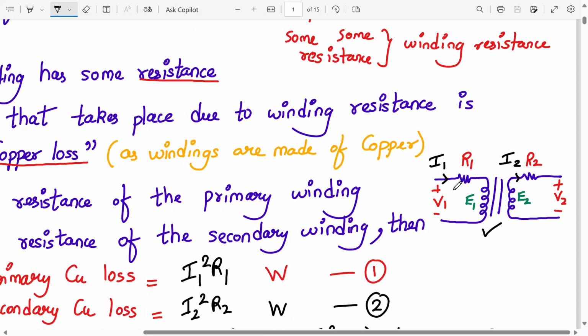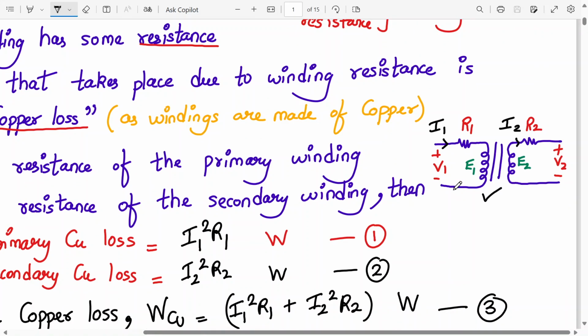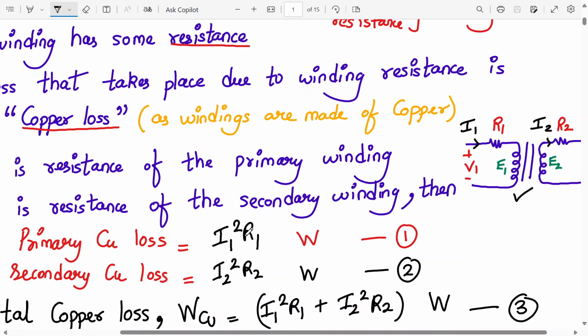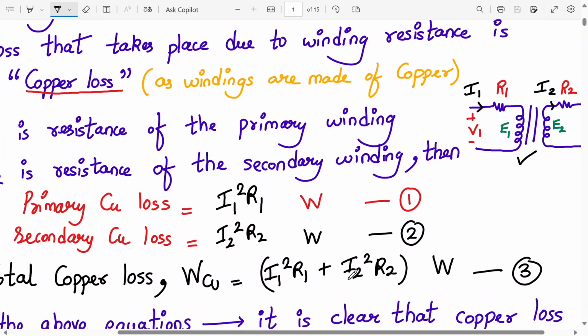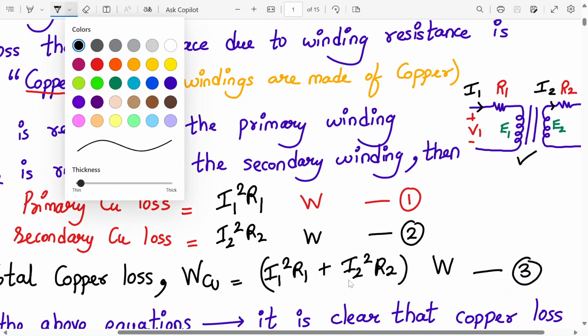We have included the winding resistance in the primary and the secondary winding. If R1 is the resistance of the primary winding and R2 is the resistance of the secondary winding, then I can divide this copper loss into two parts: the primary copper loss and the secondary copper loss. The primary copper loss is given by I1 square R1, and the secondary copper loss is given by I2 square R2. The unit is watts. So the total copper loss will be given by I1 square R1 plus I2 square R2. Please note this down.